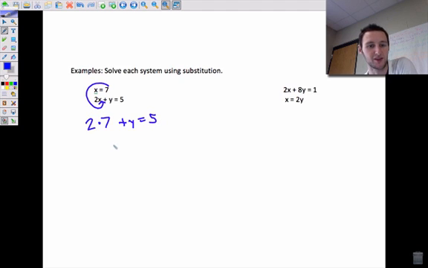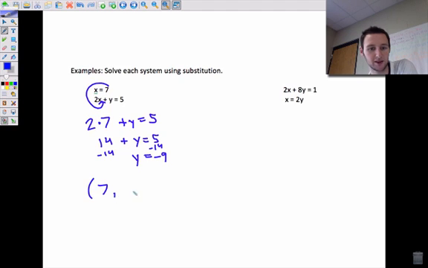And then this is just a simple two-step equation. We all know how to solve this. So 14 plus y equals 5, and y equals, if I subtract 14 from both sides, -9. Okay, so that means that our solution to this is the point (7, -9). And if you wanted to check that by graphing x equals 7 and graphing 2x plus y equals 5, you would get this solution for where those two lines cross each other.